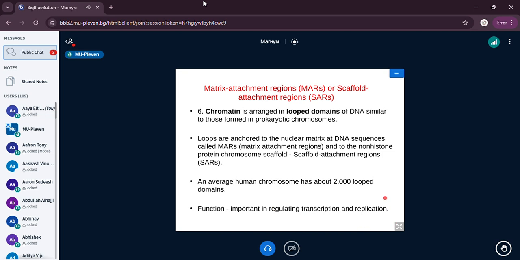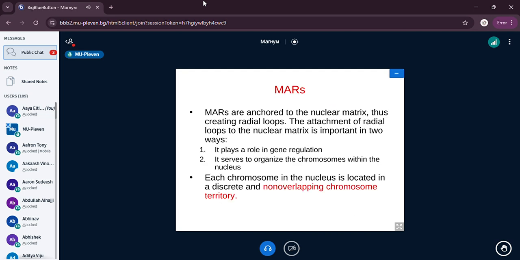And of course, this high level of packaging plays a role in the control of processes such as transcription and replication. In order to be transcribed or replicated, the DNA material has to be unpackaged. Matrix attachment regions are anchored to the nuclear matrix, thus creating radial loops. The attachment of radial loops to the nuclear matrix is important for gene regulation and for the organization of the chromosomes within the nucleus.